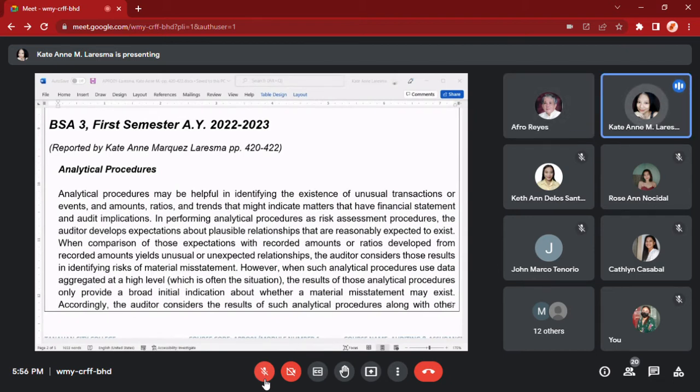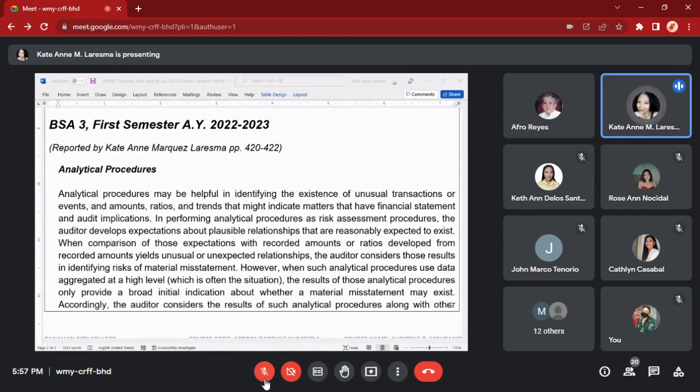So now we are on the next step, analytical procedures. This says, analytical procedures may be helpful in identifying the existence of unusual transactions or events and amounts, ratios, and trends that might indicate matters that have financial statement and audit implications. Dito po muna tayo sa unang sentence. So itong analytical procedures ay may purpose kung bakit part siya ng risk assessment procedures.